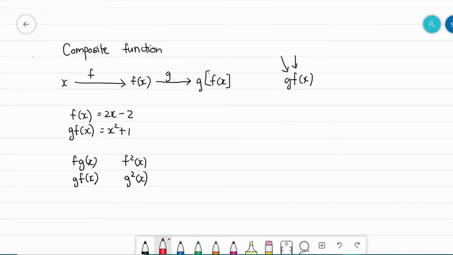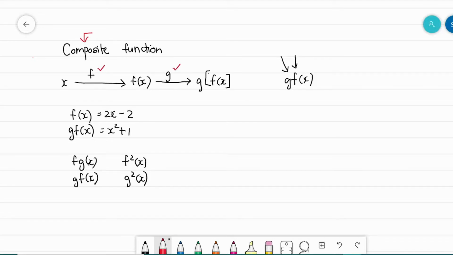Hello everyone, today we are going to talk about composite functions. The meaning of composite is to combine two things into one. So most likely you will be having multiple functions. For example, in this case, there will be an f function and a g function.